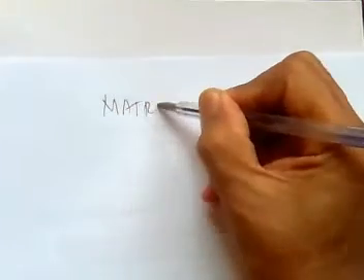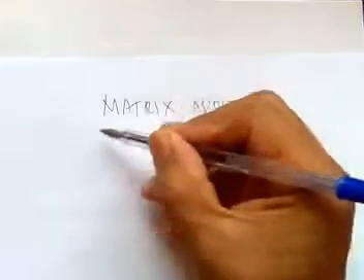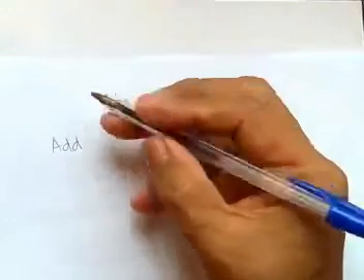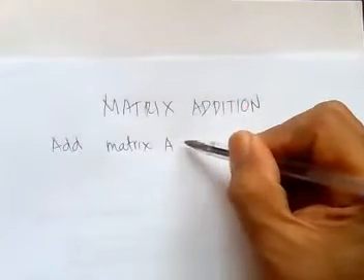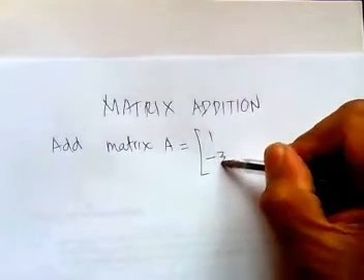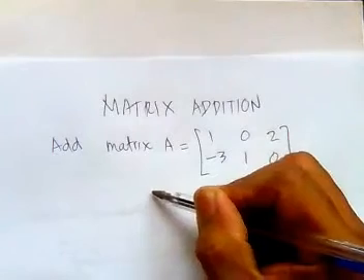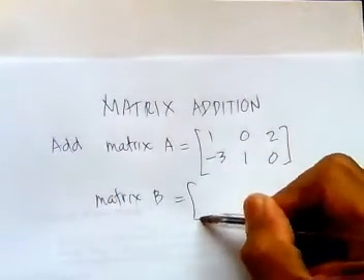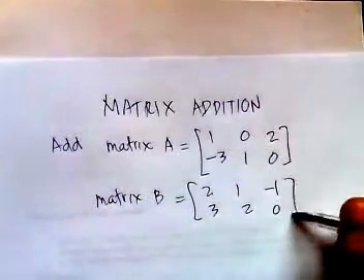Matrix addition. Add matrix A equals 1, minus 3, 0, 1, 2, 0, and matrix B equivalent to 2, 3, 1, 2, minus 1, 0.